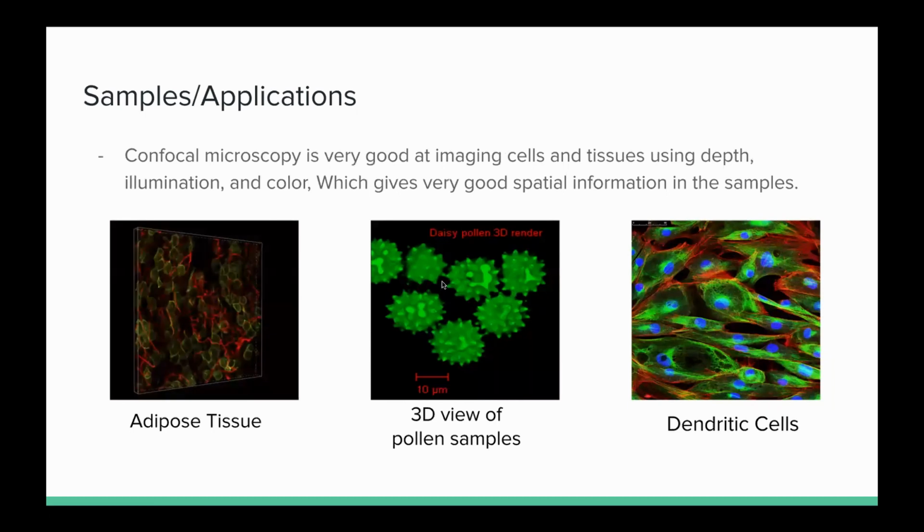Some samples and applications: confocal microscopy is very good at imaging cells and tissues using depth, illumination, and color, which gives very good spatial information in the samples. On the bottom left, there's adipose tissue, where you can see all the light and the 3D. In the middle, there's a 3D view of pollen samples, and on the right, there are dendritic cells.